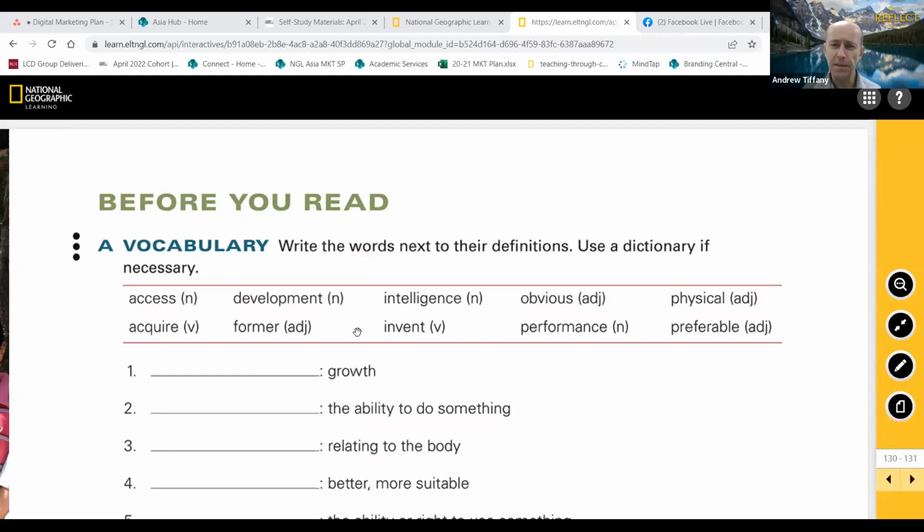What else about development? I want to build a development. Now that one's different, right? So child's development, I want to build a development. That sounds like a building, right?